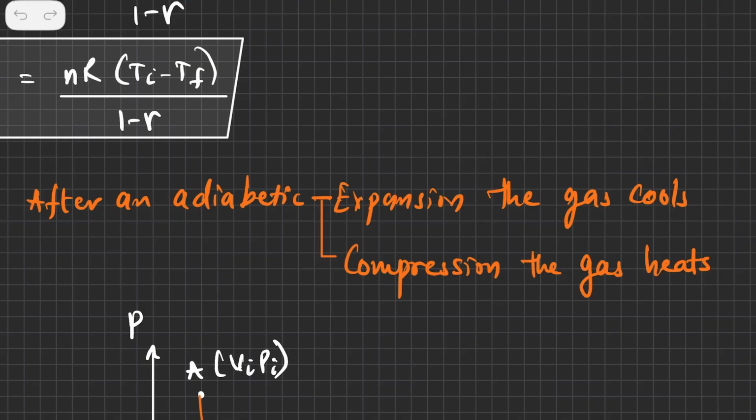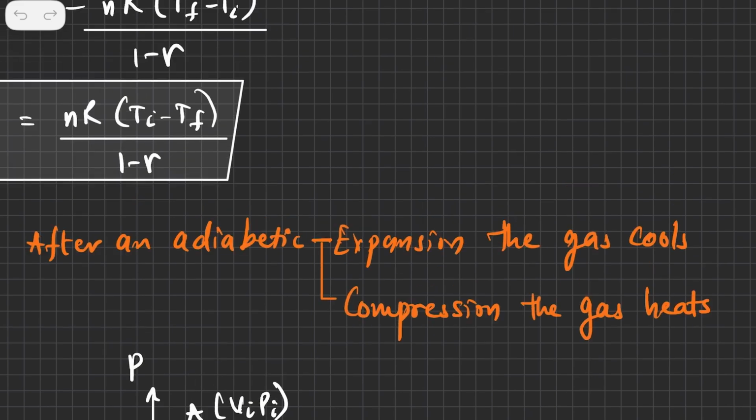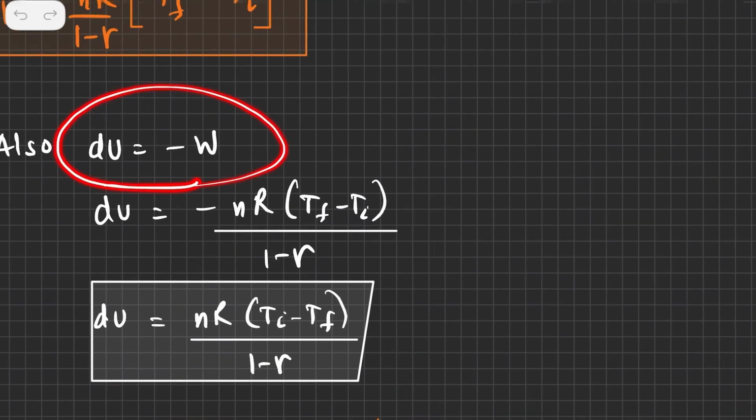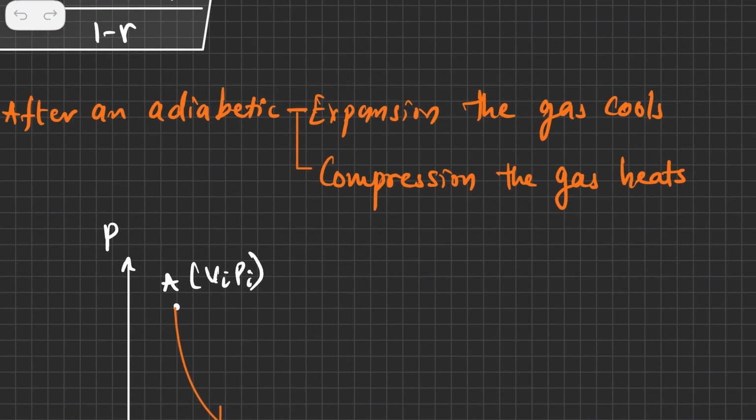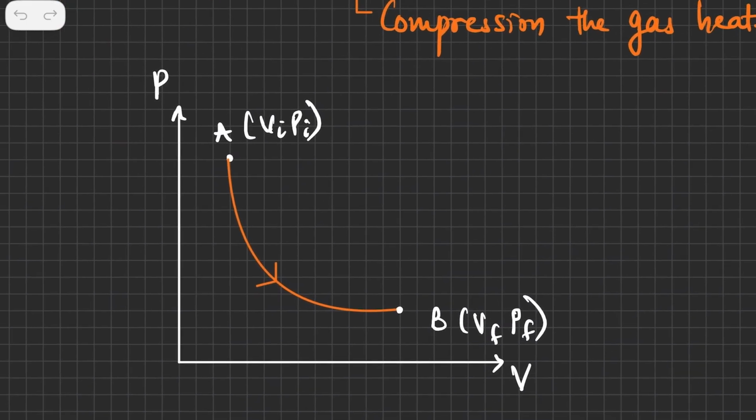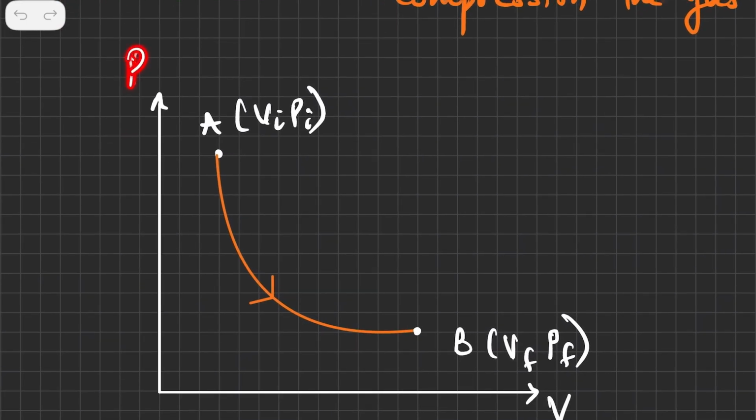In case you want to follow some trail, then I would give it like this: because du is equal to minus w, this is the equation which will lead you to this kind of expression. Once you get it, you will really find it. Lastly, the PV graph. So PV graph is pressure on the y-axis, volume on the x-axis. A is the initial state. B is the final state. This is VI, this is PI, this is VF, PF, final pressure, final volume, initial pressure, initial volume, and the graph would be a curve.